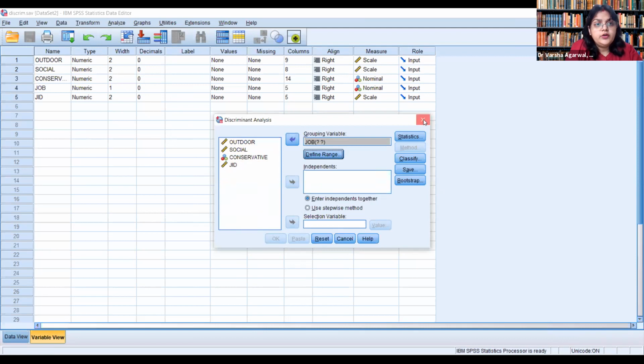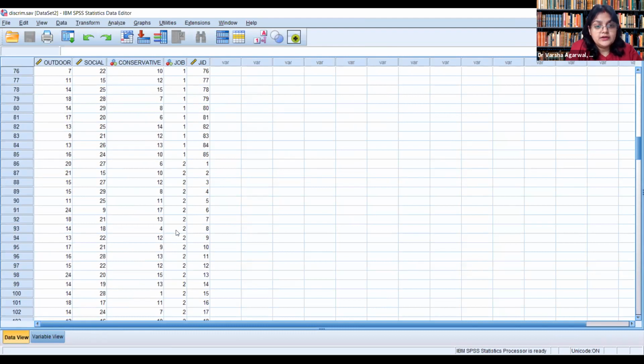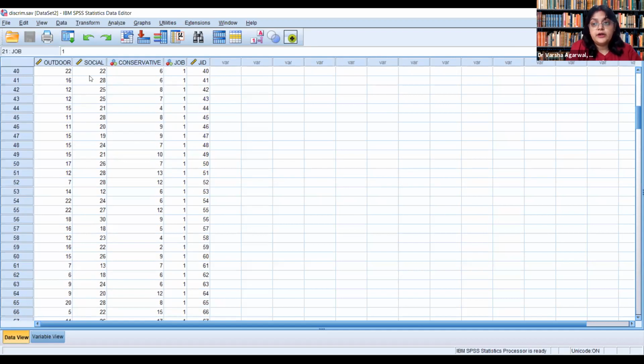So what we do here is that we go for data view. Here you will see which variable is having only 2 categories. You getting it? So job is having only 2 categories. So this is the only variable which can become the grouping variable, others cannot become. That you need to see. So this question has to be designed very particularly in beginning only.